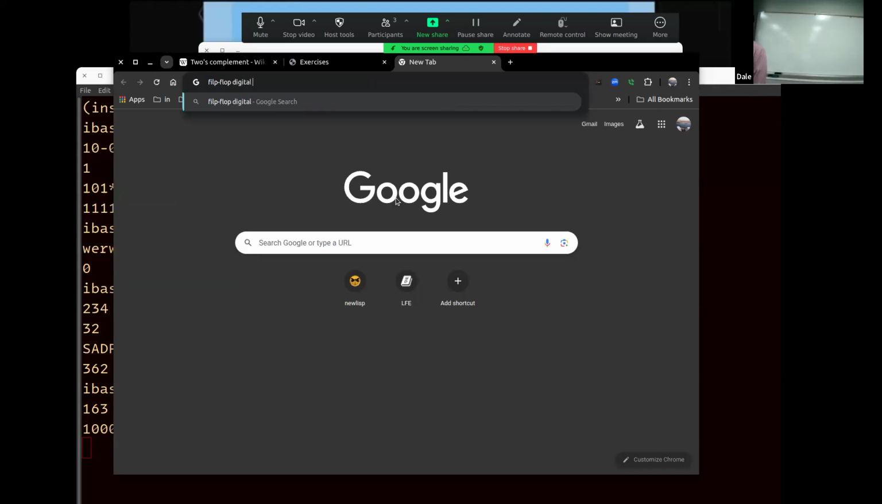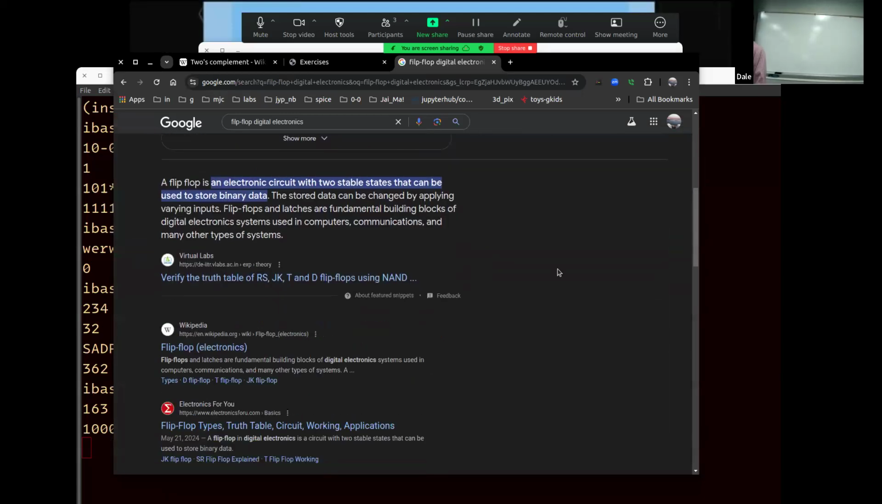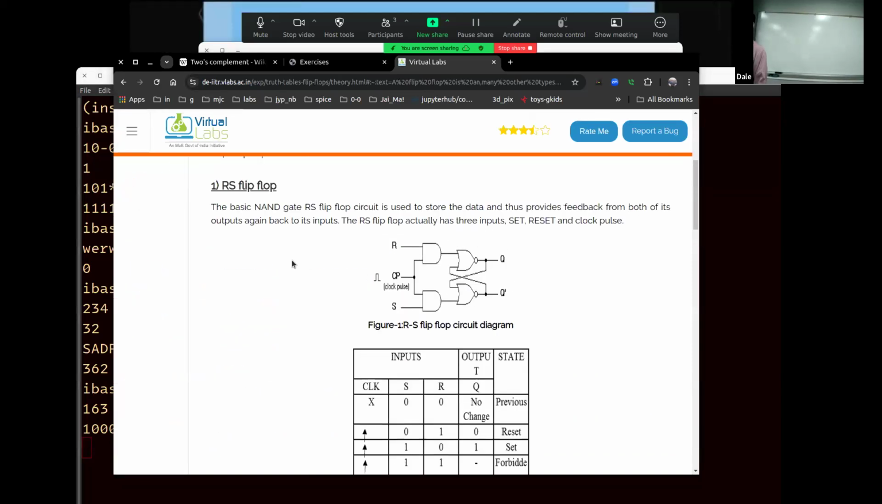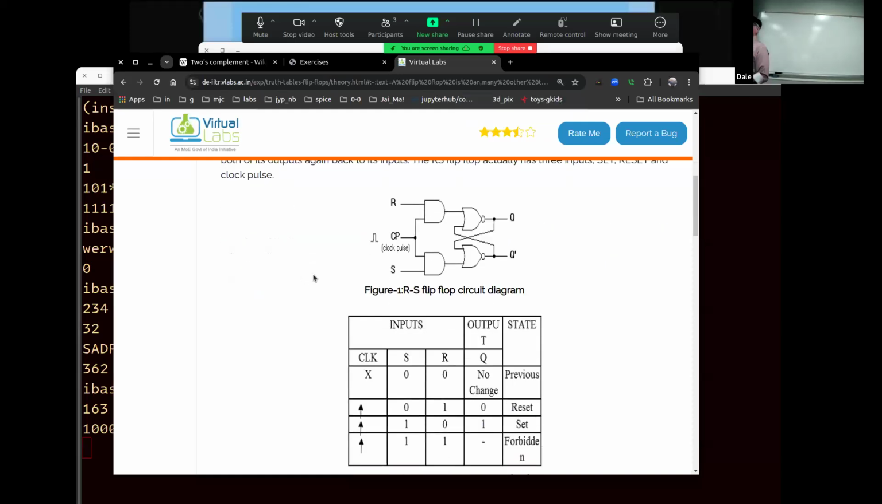Digital electronics is fine. Virtual labs. Let's see. There you go. Remember all those truth tables we put together that you completely forgot? Well, here's how you put together a flip-flop. Why do I care? This is how memory is stored. This is how memory is stored in your RAM. So when you turn your computer off and your RAM purges itself, you lose everything that's in RAM.